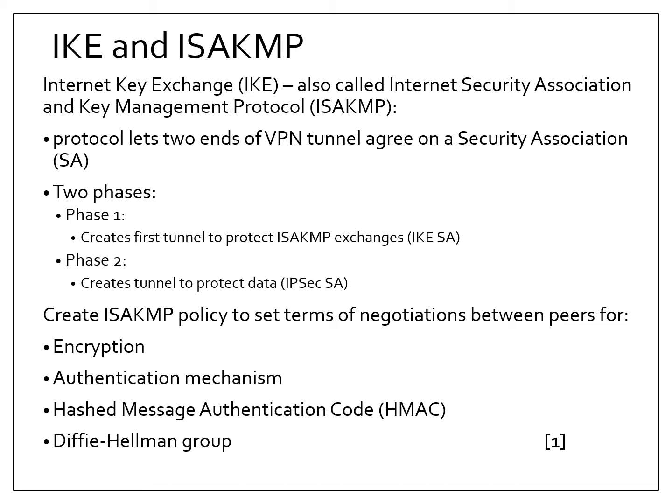So we need to create an ISAKMP policy to set the terms of the negotiations between the peers for encryption, the authentication mechanism, a hashed message authentication code, or HMAC, and also Diffie-Hellman group.